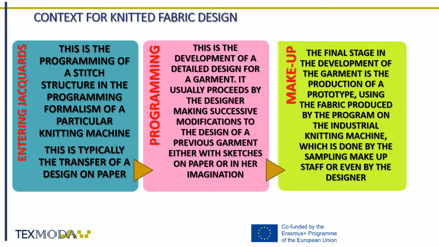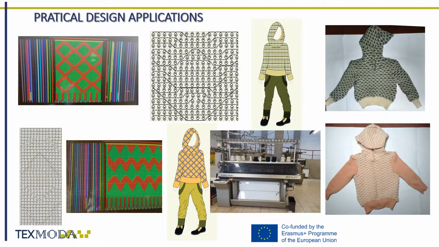Makeup. The final stage in the development of the garment is the production of a prototype using the fabric produced by the program on the industrial knitting machine, which is done by the sampling makeup staff. This includes making cutting patterns for the pieces of a cut and sew garment, according to the specifications provided by the designer or the intended customer. These two examples enlighten the given information.